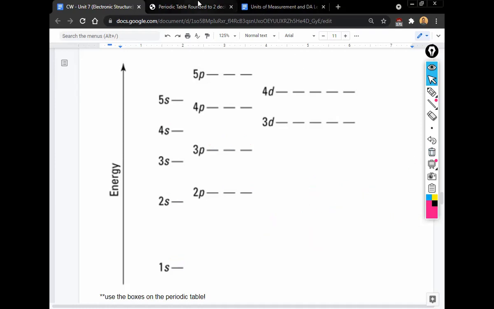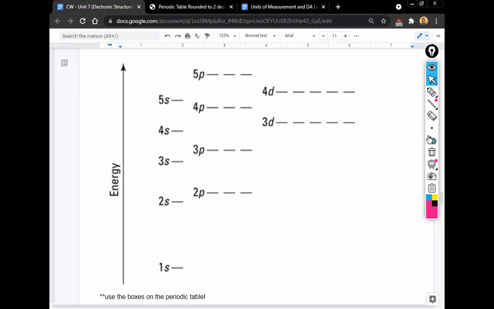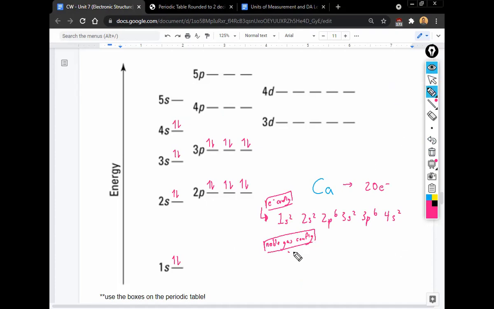So if we look at calcium, calcium is number 20. So if we go backwards, which one is the noble gas right before calcium? Argon, right? And so for the noble gas configuration, we're just going to write argon in brackets. Argon is 1s2, 2s2, 2p6, 3s2, 3p6. That's argon. So we just write 4s2. This is a noble gas configuration because the Ar in brackets basically tells us everything else before we get to calcium.